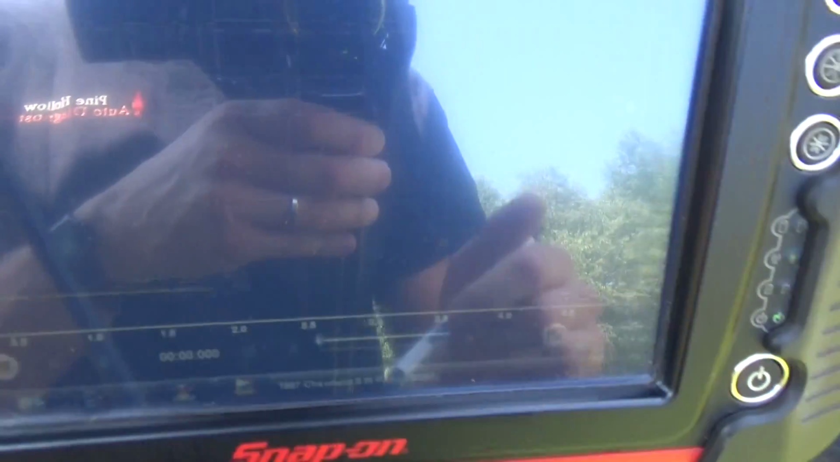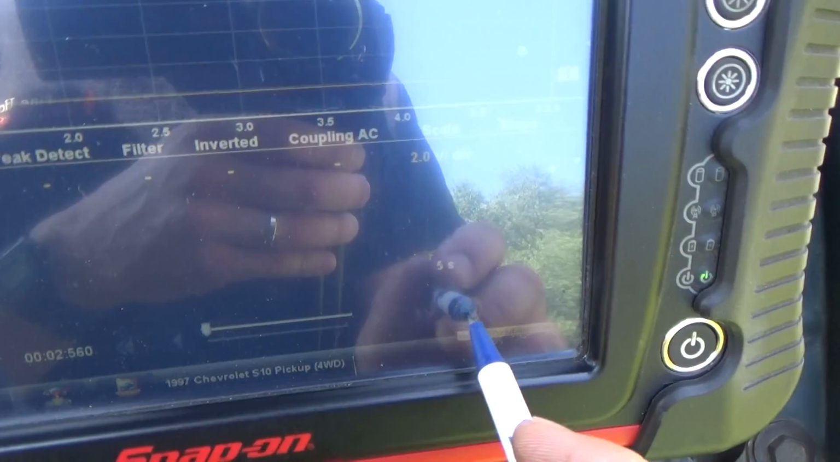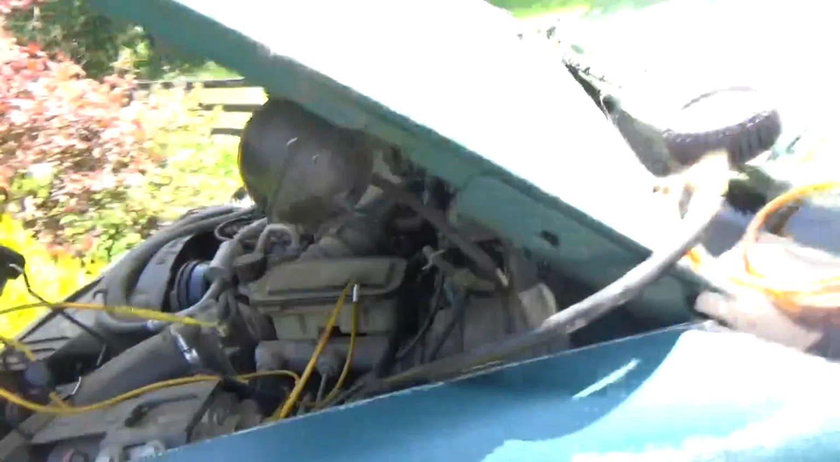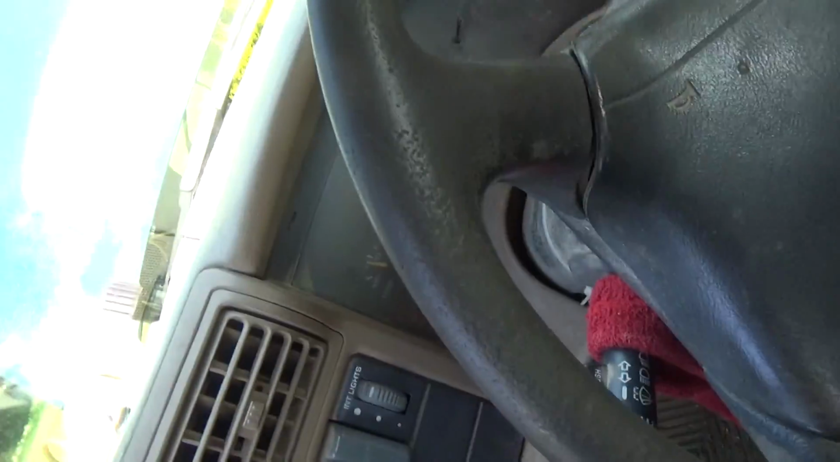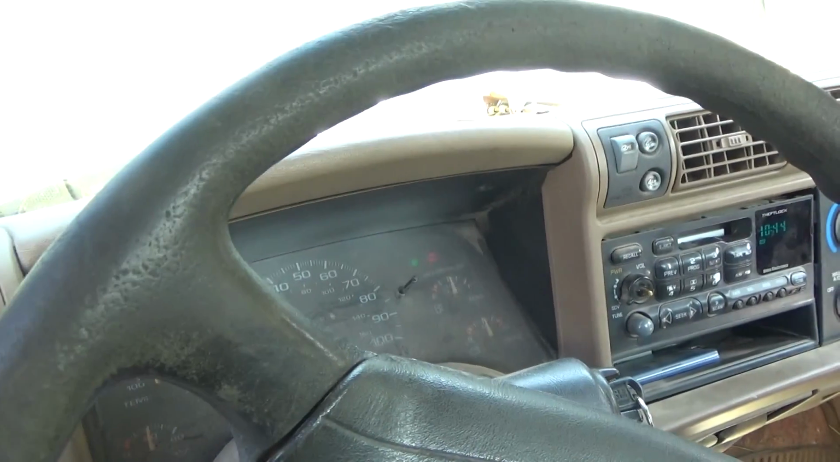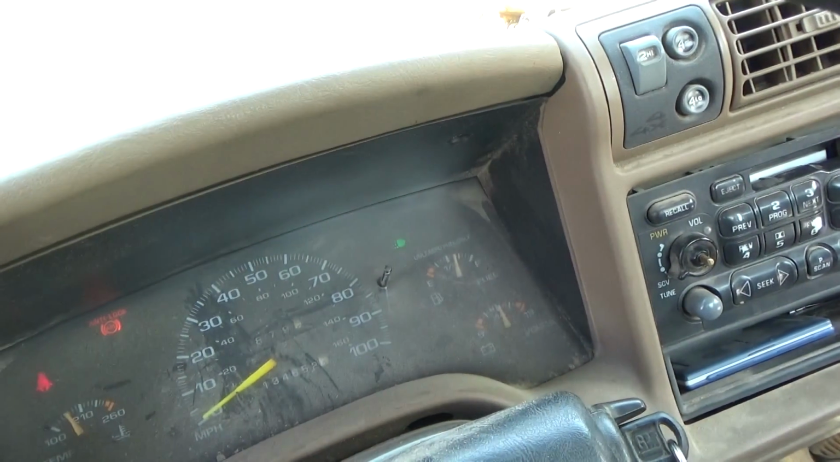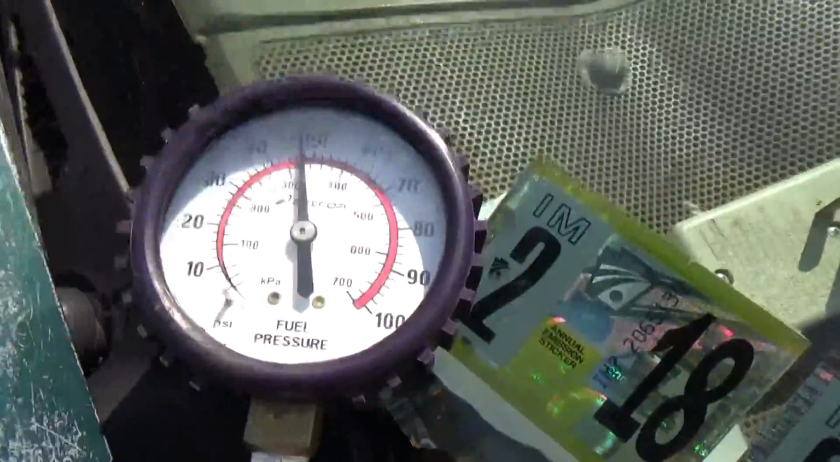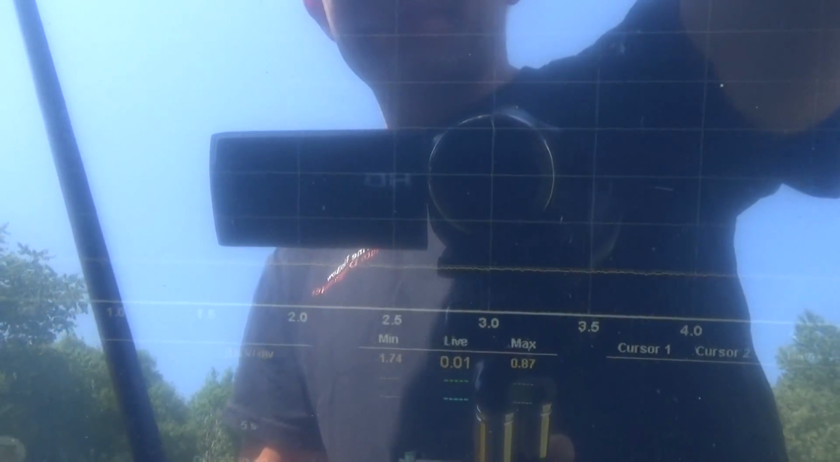It's a little sunny today, but I think it should be okay. Well, look, the fuel pressure, or fuel level, I guess it works. About 50 psi. And we're missing an ignition feed. Sure looks like it.